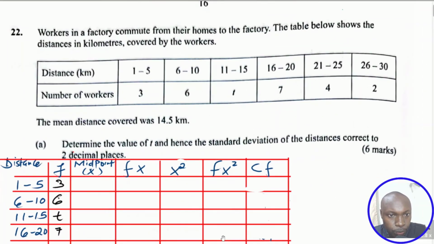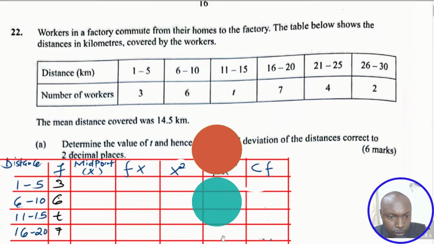Question number 22. Workers in a factory commute from their homes to the factory. The table below shows the distances in kilometers covered by the workers. So there is a distance in kilometers, the classes are given there. Then the number of workers are given, that is a frequency. The mean distance covered was 14.5 kilometers.